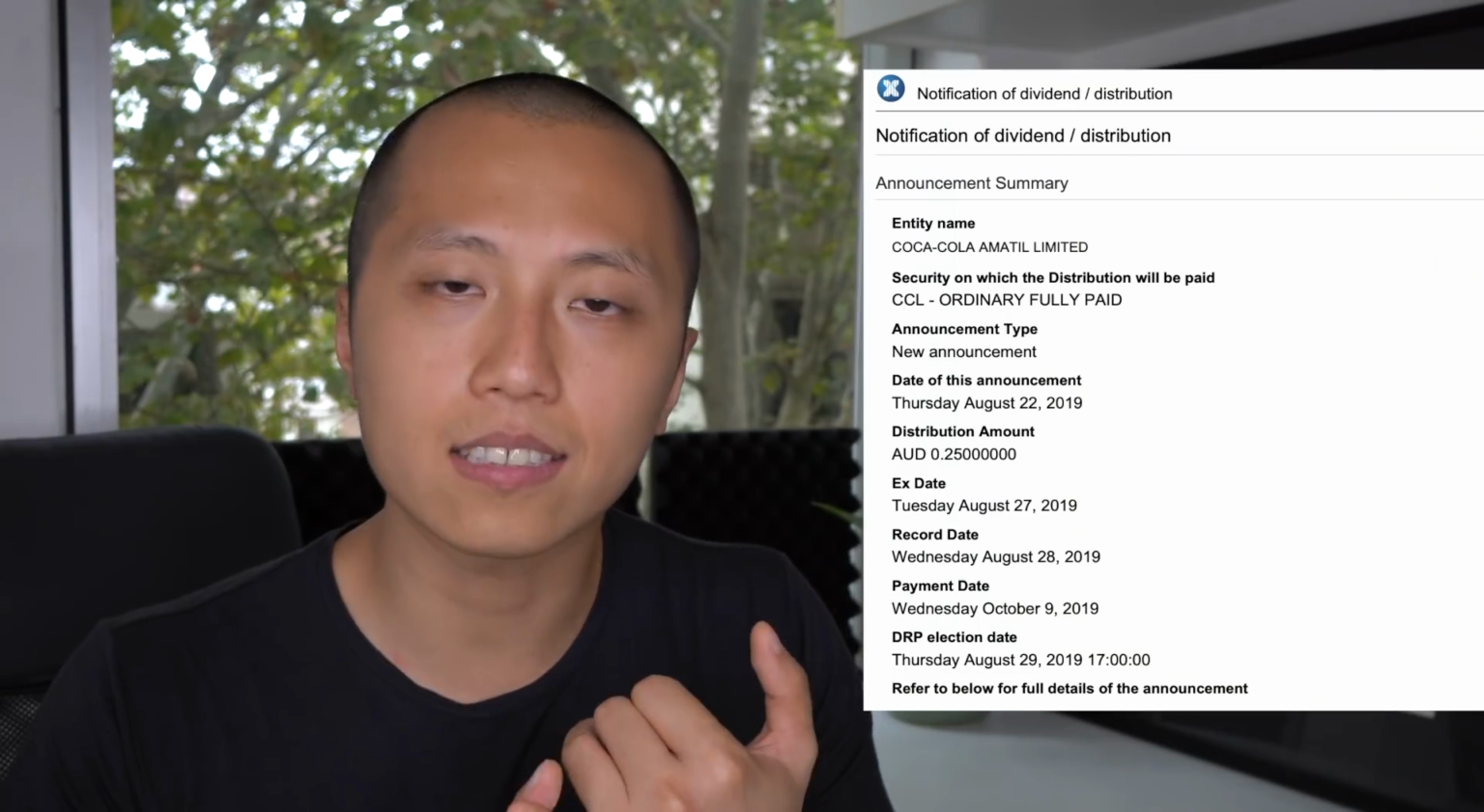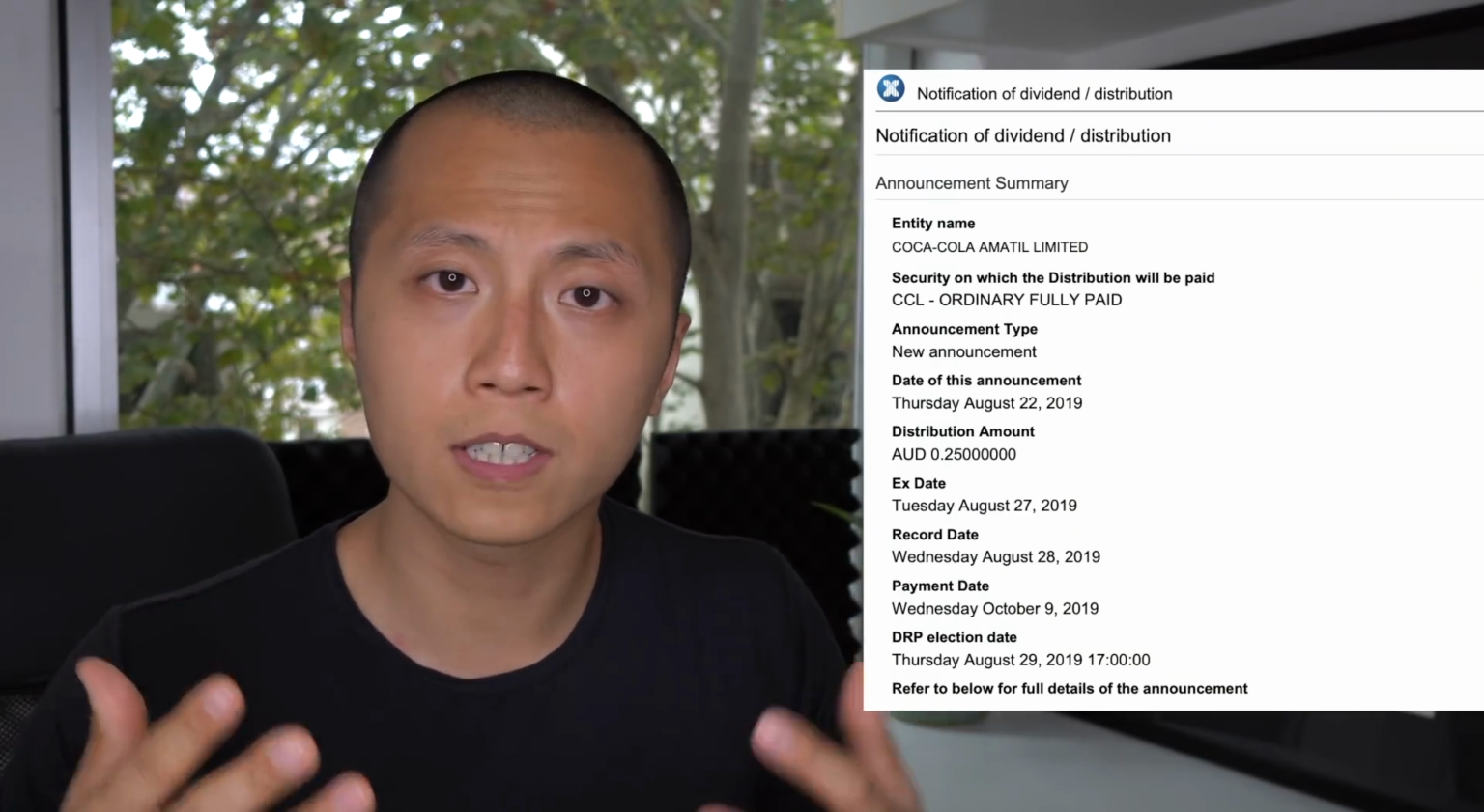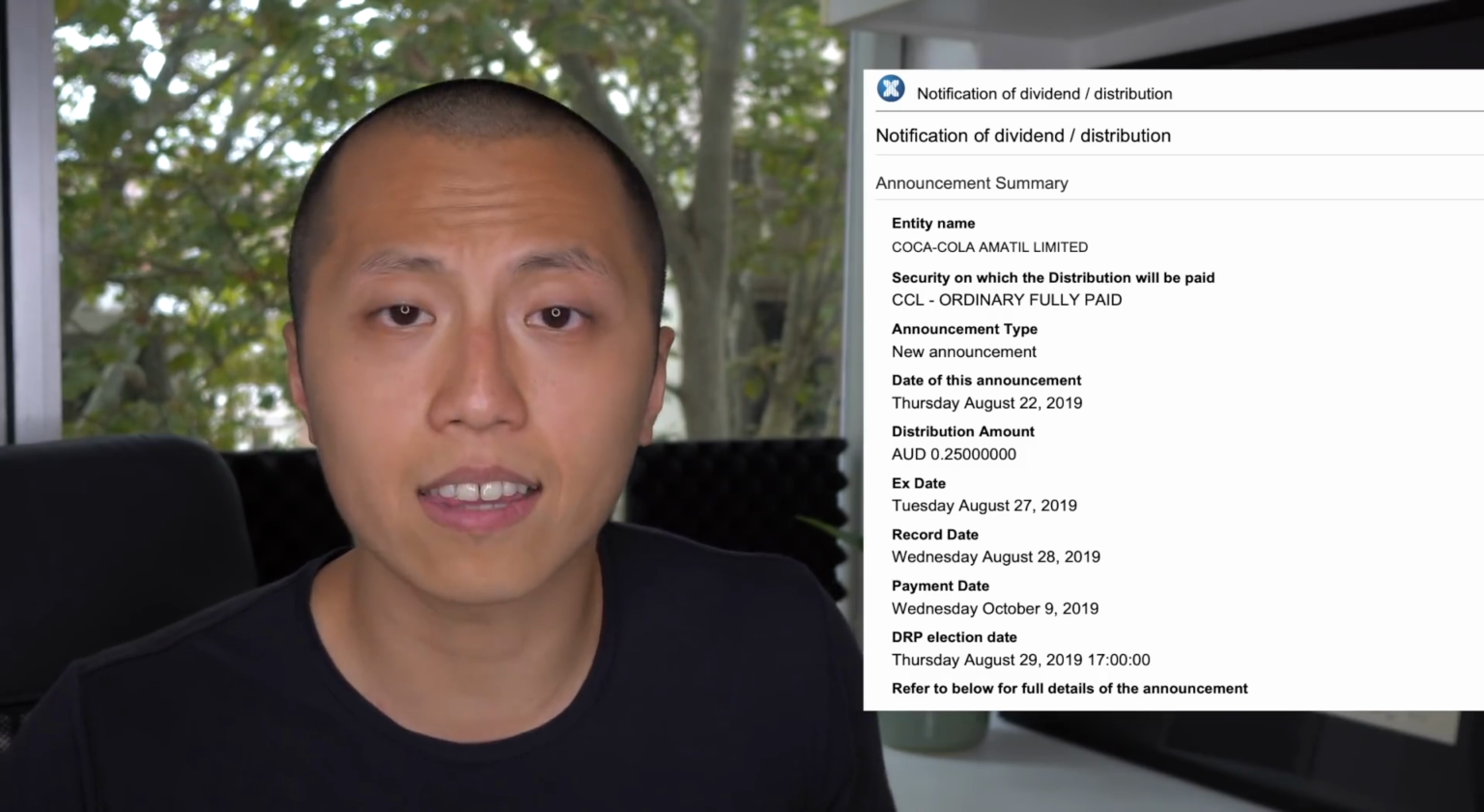Now, within that announcement, they also stated that the ex-dividend date is on the 27th of August, and the record date is on the 28th of August, and the payment date is on the 9th of October 2019. That means for you to be entitled to the Coca-Cola dividends, you need to make sure that you purchase the shares before the 27th of August.